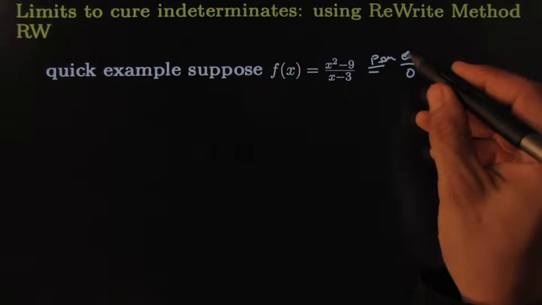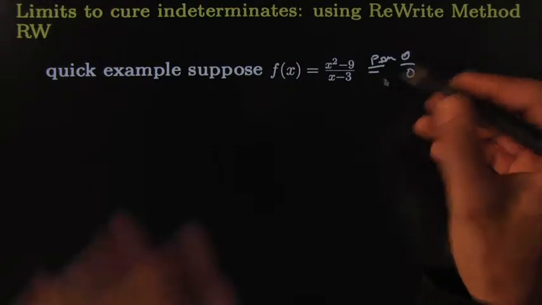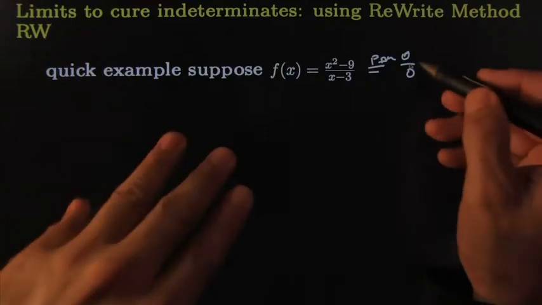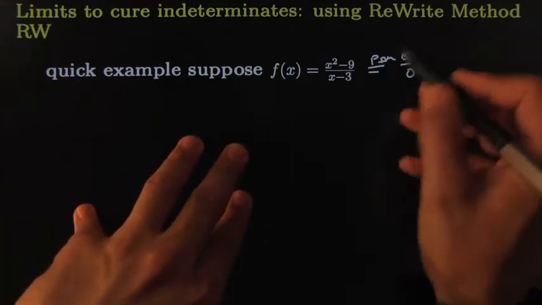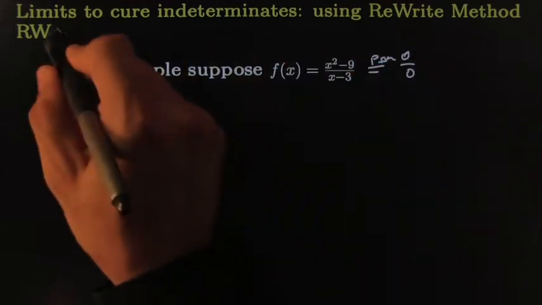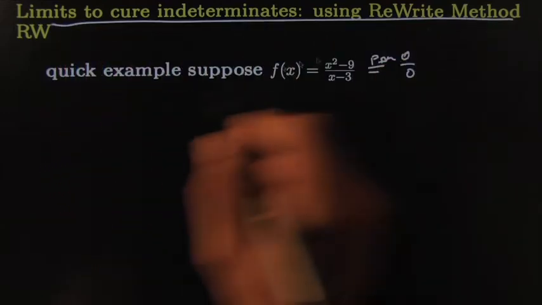And so not all zeros in the bucket are the same. They're all really close to 0, but they may not be equal. So we need to find out this ratio. The perfect cure for that, of course, is the limit. And here we review our limit techniques using the rewrite method.